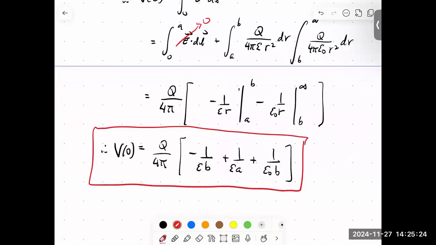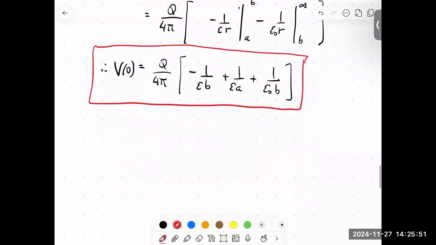Just by way of review, what would be the potential at the surface of the conducting sphere at r equals a? The potential inside a conductor is not 0, but constant. Yeah. So everywhere inside the conductor, that must be the potential. Okay. So let's just jump right into another example.